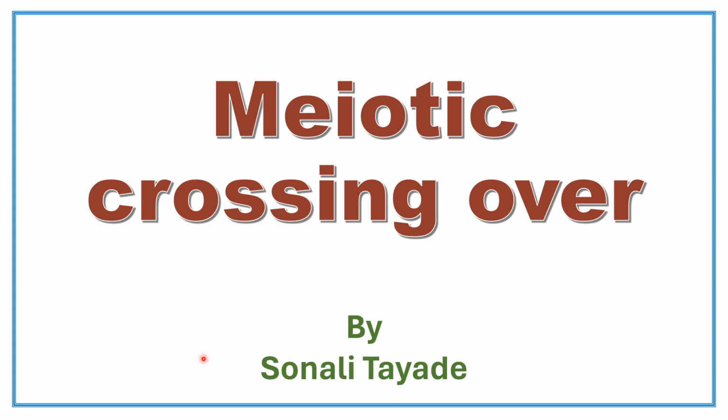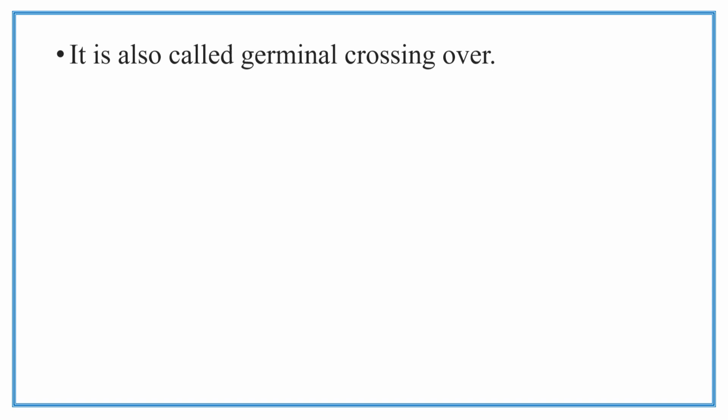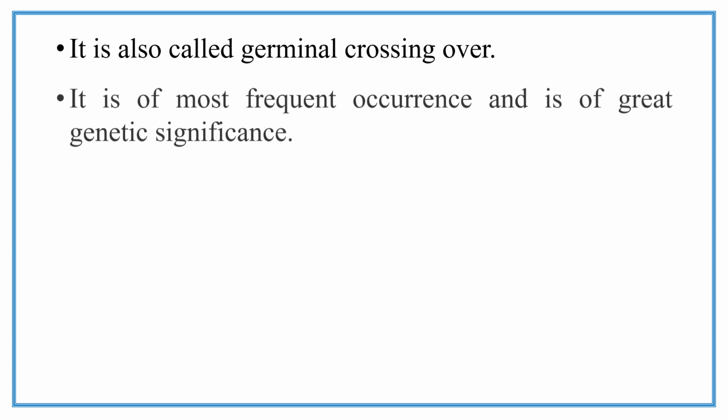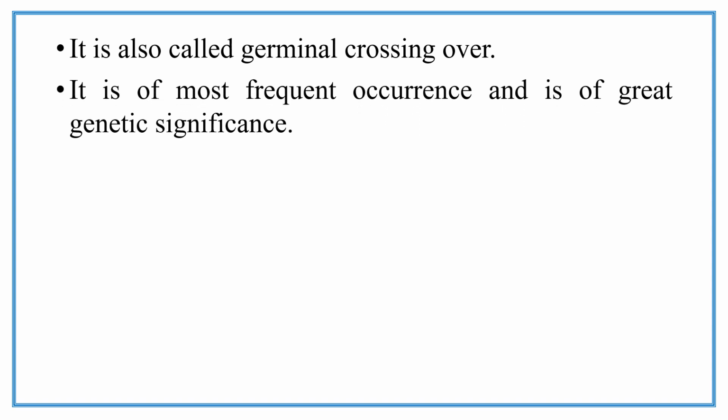In this lecture, we will discuss meiotic crossing over. Meiotic crossing over is also called germinal crossing over because it takes place in the germ cell. It is the most frequent in occurrence and it has great genetic significance.